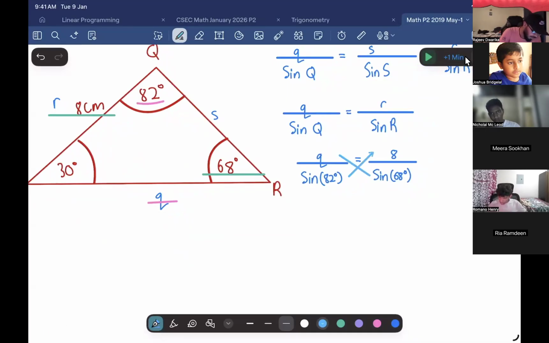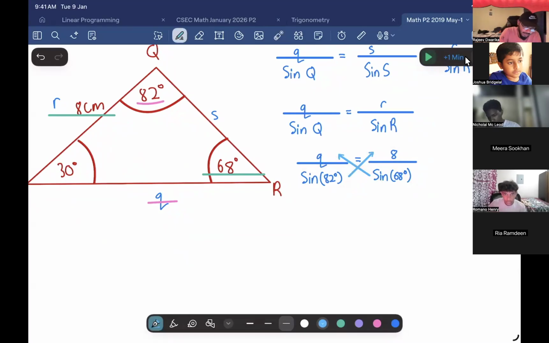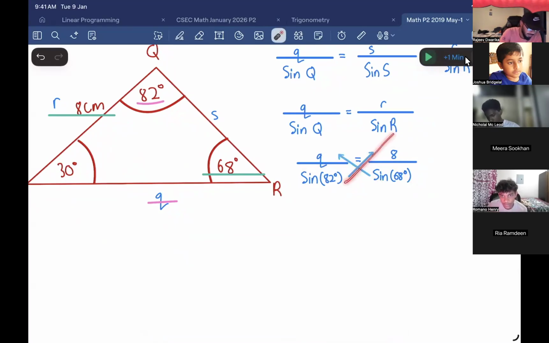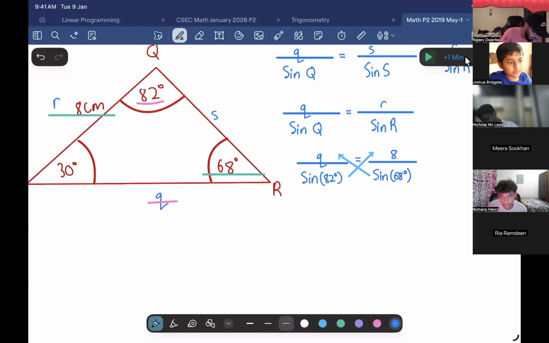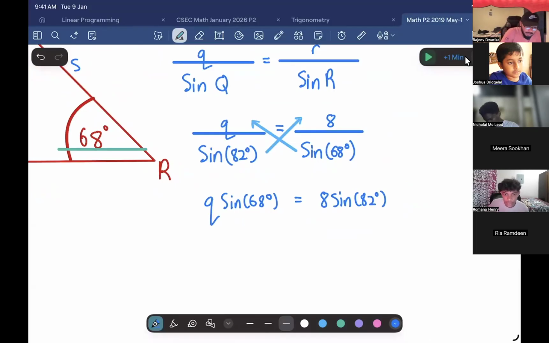I'm going to multiply the one that's in product with Q first. So Romano, which one would multiply by Q? The first diagonal or the second diagonal? Right. So if I multiply that, I would end up with Q sine 68 equals 8 sine 82. But I want to find Q. Right now, Q is being multiplied by what? Sine 68. You see, I divide both sides by that.